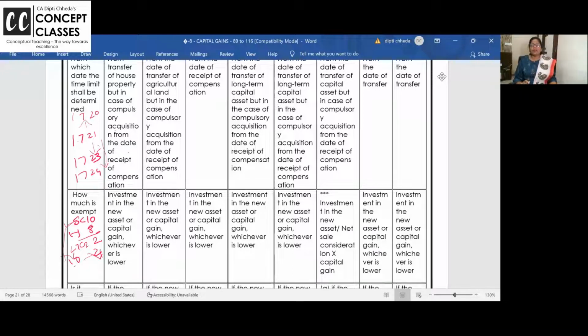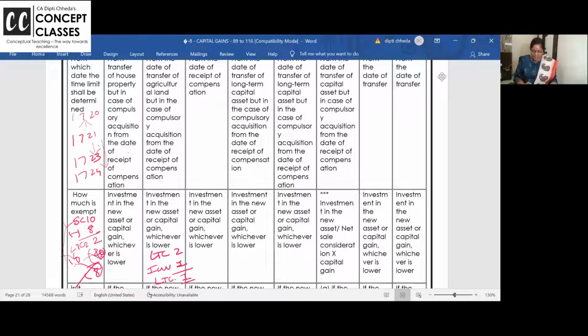Whichever is lower. That means one thing should be clear at the base level now only, that exemption cannot be more than long-term capital gain. Ma'am, long-term capital gain is 2, I invested 10. Can I carry forward this loss? Answer is no. Acha. Now long-term capital gain is 2 and you invested 1 crore. How much exemption will you get? 1 crore. Taxable is this.